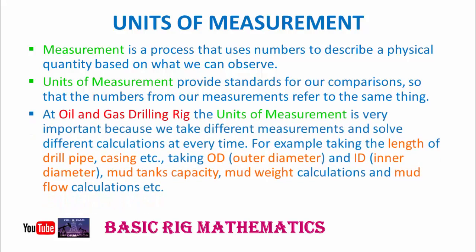At oil and gas drilling rig, the unit of measurement is very important because we take different measurements and solve different calculations at every time. For example, taking the length of drill pipe, taking the length of casing, etc. Taking OD, here OD means outer diameter, and ID means inner diameter of different drill pipes, drill collar, etc. Mud tank capacity, mud weight calculation, and mud flow calculation, etc.